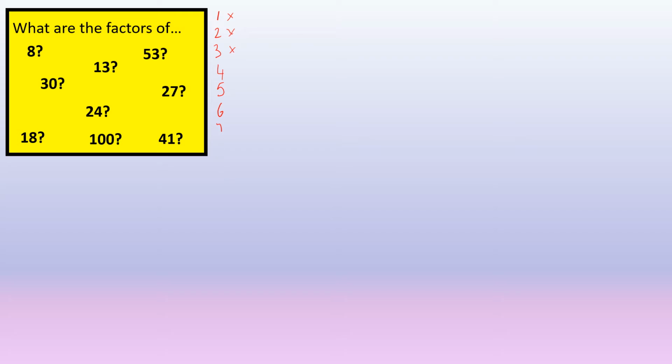Now I know that there's no point going higher than the number 8. I'm going to go as high as 4. So we can do 1 times 8 to give us 8. We can do 2 times 4. We can't do 3 times anything because that won't give us 8. And we can do 4 times 2. We've already got 4 times 2 here, haven't we? Because remember that 4 times 2 and 2 times 4 are exactly the same thing. So we don't need to write it twice. So our factors of 8 are 1, 2, 4, and 8.